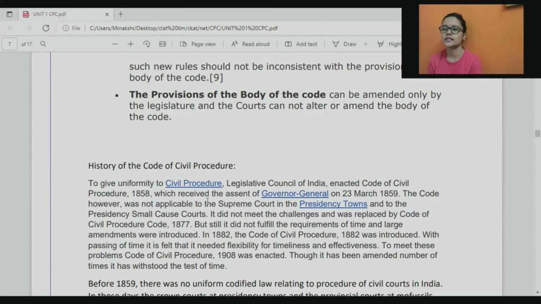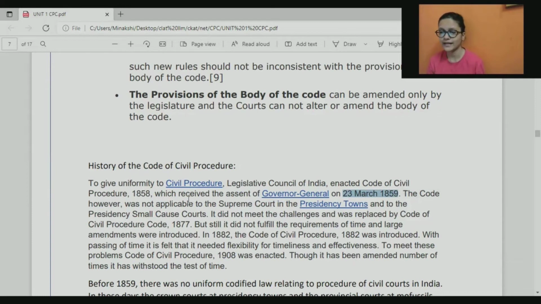So it was in order to give uniformity of civil procedure that the Legislative Council of India enacted the first one, called the Code of Civil Procedure 1858. This Code of Civil Procedure 1858 was introduced, and then, like today the President needs to give his assent, in the same way it also took some while for the Governor General to provide his assent. It was on 23rd March 1859, a year later, that assent was given, and this law came into full force.